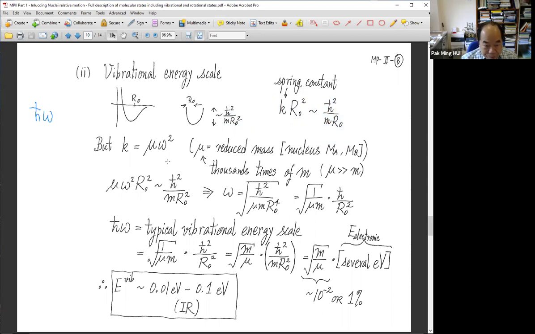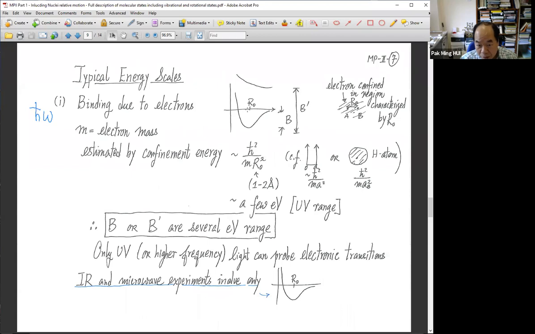The spring constant times R0 squared will give us a few electron volt, which is given by this. And now this spring constant is the reduced mass times omega squared. We want to find the spring constant or omega, then we know the h bar omega. That's the strategy. And this is the reduced mass, mu, and therefore it is much lighter than the mass of an electron, the m. The electron part, LCAO, will give us the binding energy, so we are confining the electron here, the m.